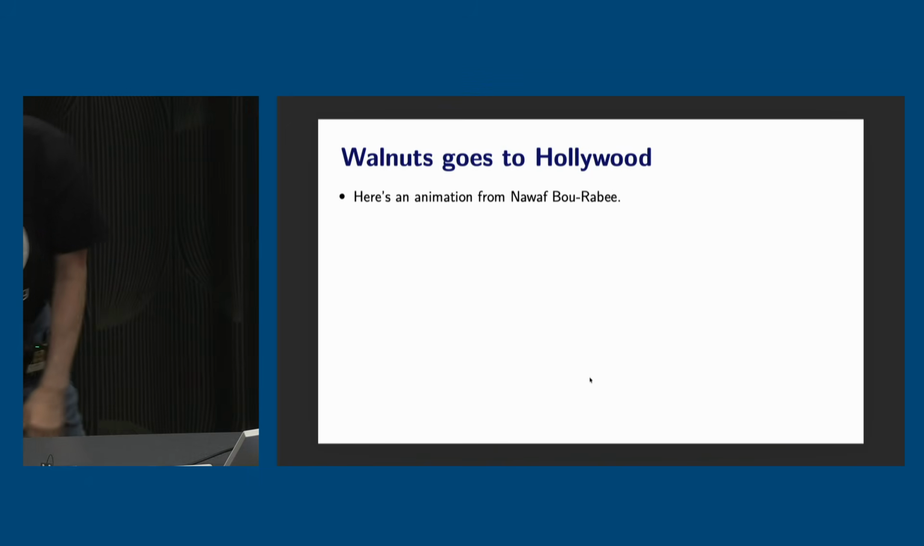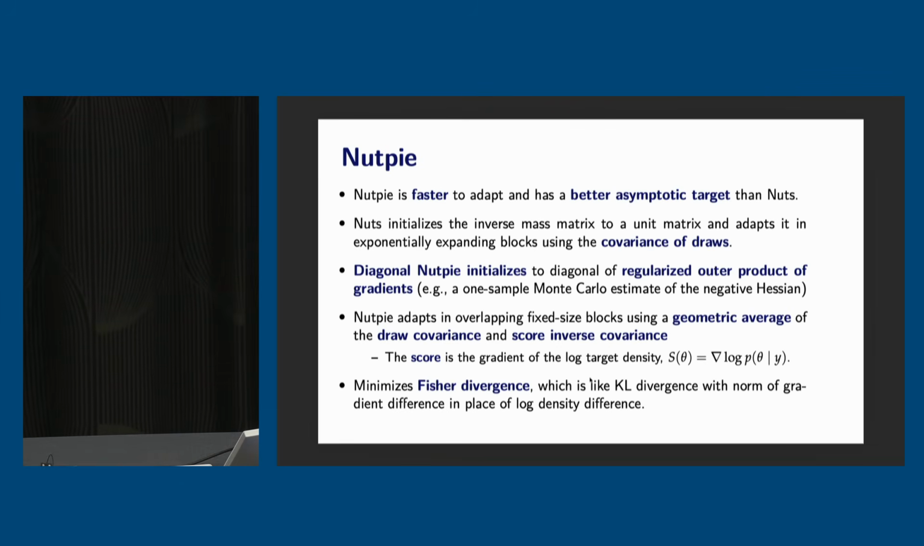So let me pop back to the presentation here. Okay, Nutpie. What about Nutpie? Adrian already told us about it, but let me summarize what's going on. In practice, the bottom line is it's a lot faster to adapt than what we did in Stan. In Stan, we just took the covariance of the draws to be the inverse mass matrix. What we're doing with Nutpie is choosing a different target. We're taking the geometric average of the inverse covariance of the scores and the covariance of the draws. Or sorry, the other way around. I've actually got it written down here the right way.